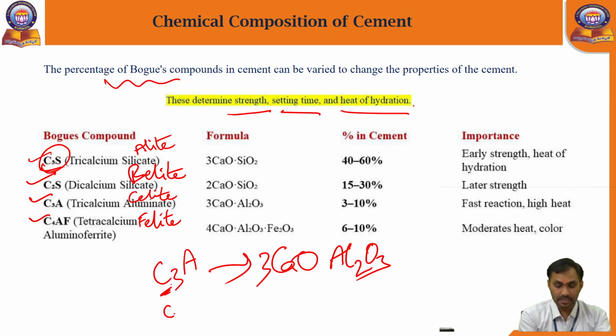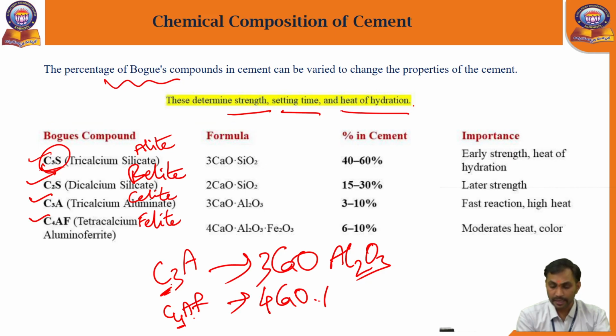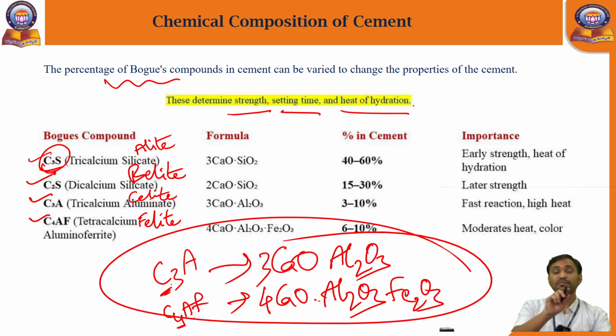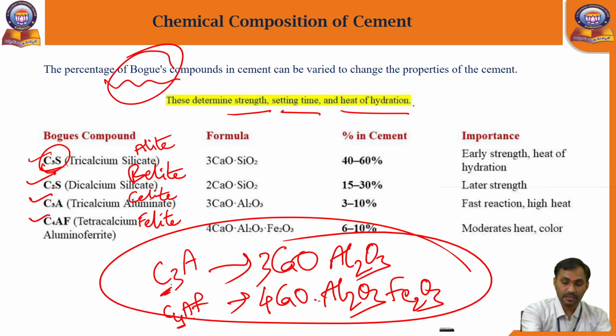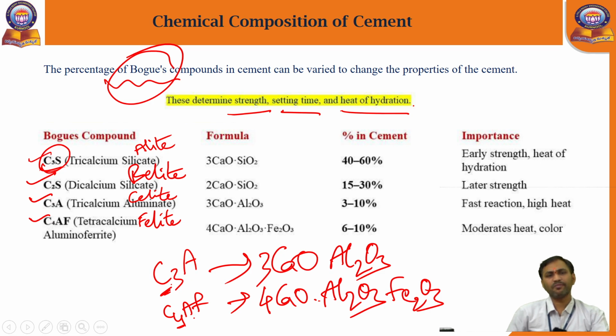In the same way, C4AF is 4 calciums, 4CaO, then aluminoferrite, Al2O3 and Fe2O3. So these are the different chemical compounds found after the hydration process. They were identified by Bogue. Okay, sir, what will happen if these chemical compounds are present in the cement material?